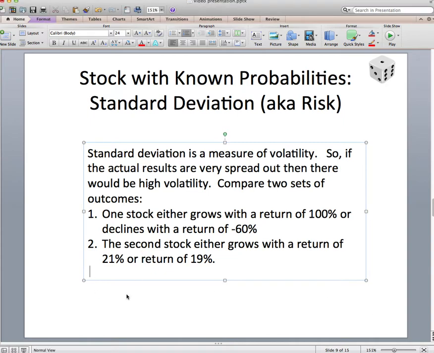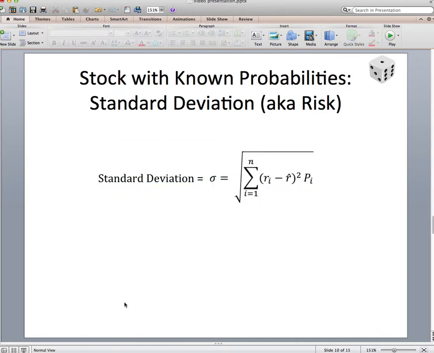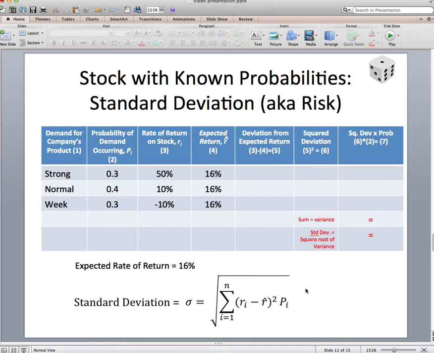So we measure standard deviation when there are known probabilities using this formula. Standard deviation, shown here, is the square root of the sum of each outcome minus the expected return, squared, times the probability, and you add each of those up. So let's go and calculate that using this formula.